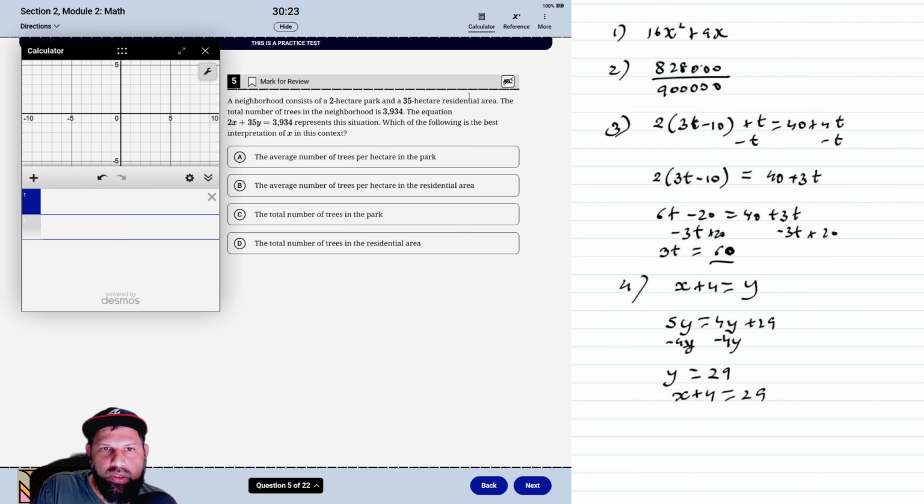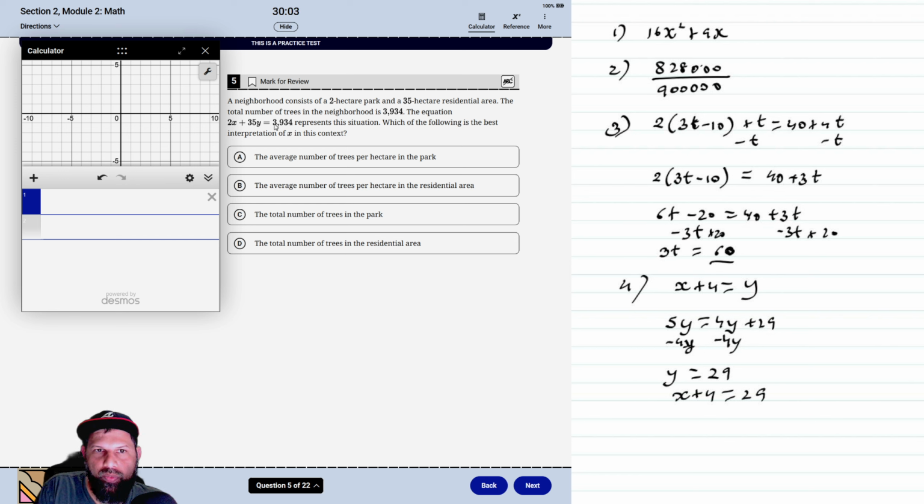Number 5, a neighborhood consists of a 2-hectare park and a 35-hectare residential area. The total number of trees in the neighborhood is 3,934. The equation 2x + 35y = 3934 represents this situation. Which of the following is the best interpretation of x in this context?